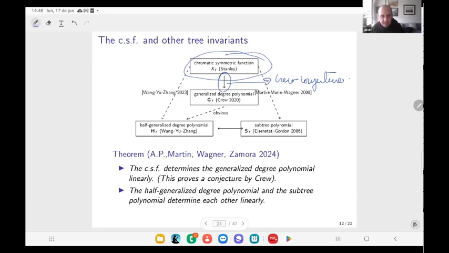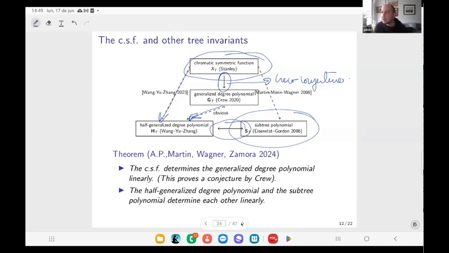And so this is one of the main results that we prove here. The subtree polynomial was already proved by Jeremy, Moran, and Jennifer in 2008. And this is the other thing I mentioned. Of course, this we know because it was defined as something that is simpler. So basically, what we showed in this paper is these two edges. We show first that the Crew conjecture is true, and then we show that this half generalized degree polynomial and the subtree polynomial are equivalent. You can go from one to the other.